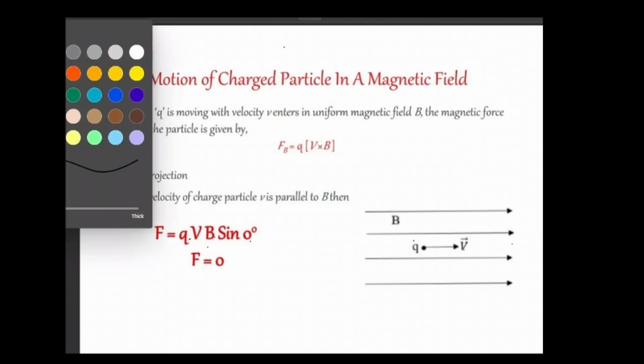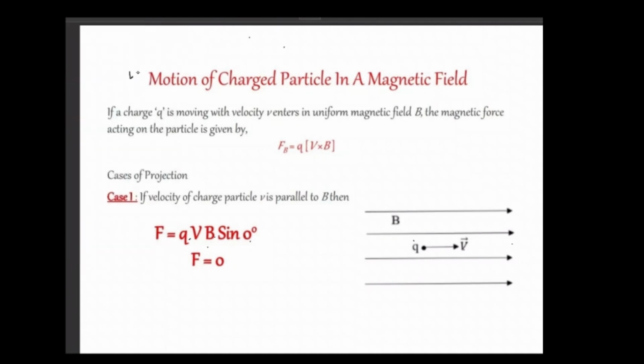Hi all. Today we are going to discuss the motion of a charged particle in a magnetic field. A charge Q is moving with a velocity v and enters a uniform magnetic field B. Then it experiences a force, and that force is the magnetic force. That magnetic force is given by Fb = Q(v × B). We call this force the magnetic Lorentz force.